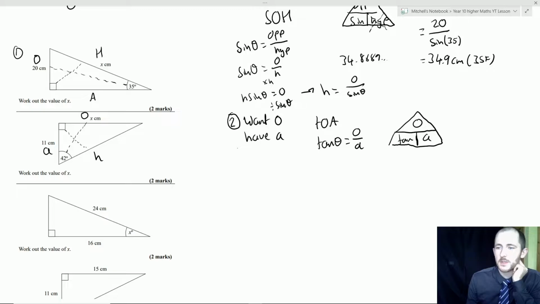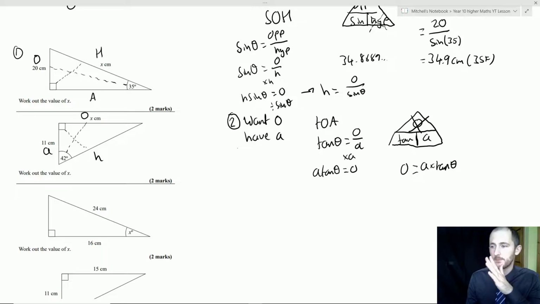Okay. Now, which one do we want? Well, we need to cover up the O, right? Or we need to rearrange for O by timesing both sides by A, which means we have A tan theta equals O. If we cover this up, we just have that O is equal to A times tan theta. It's the exact same thing. Rearranging or the formula triangles works the exact same way. And then all we need to do is substitute it in.